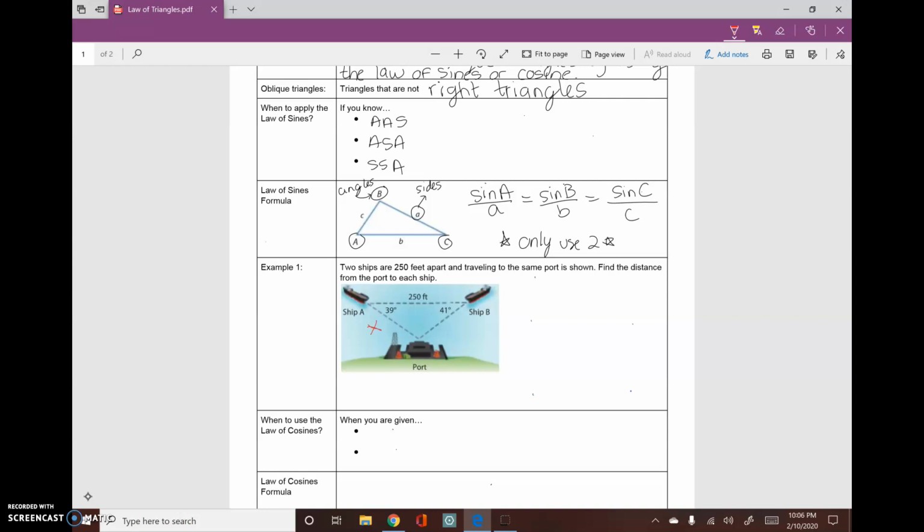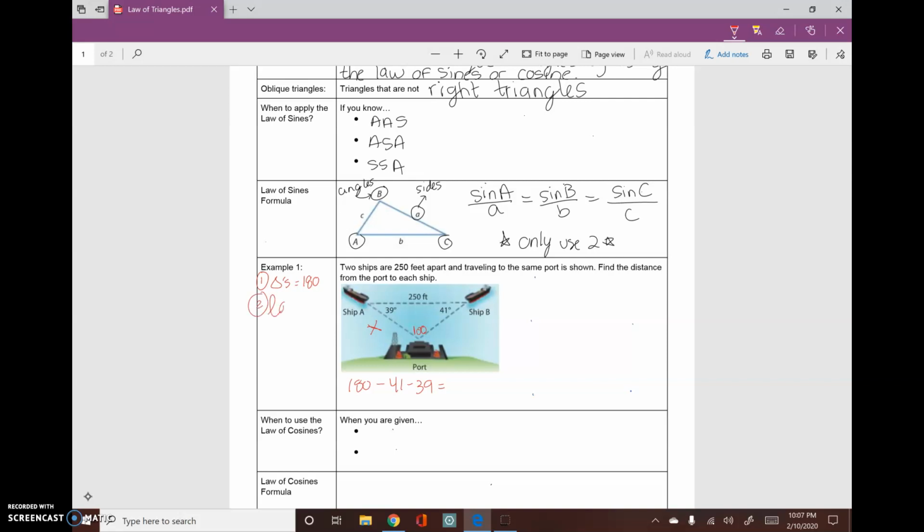So first thing first, what do we know about triangles? All triangles are equal to 180 degrees. So if I have 39, I have 41, I need it to equal 180. I would just subtract. So 180 minus 41 minus 39. And that should give me my angle that I am missing. So 180 minus 41 minus 39 gives me this angle, and here is 100 degrees.